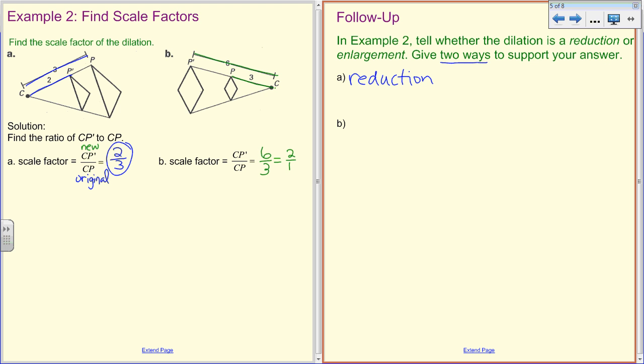Give 2 ways. I'm going to give you the first way. And the first way you can tell is that the scale factor is less than 1. 2/3 is less than 1. You need to come up with the second way. So you need to come up with number 2. This is number 1, the scale factor. So for B, when we take a look at this, it's an enlargement.